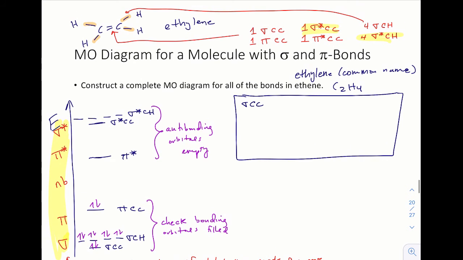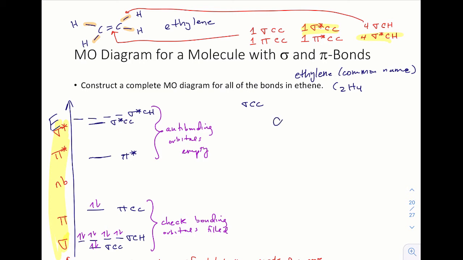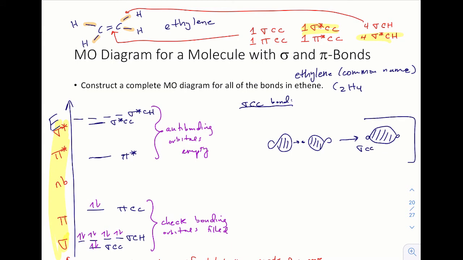So each of the carbons in ethylene is sp2 hybridized. Therefore, each of those carbons will bond to the other using an sp2 orbital. Those two orbitals could come together in phase and constructively interfere, resulting in this sigma CC bonding orbital. Conversely, these orbitals could come together out of phase, and instead of overlapping in between the two atoms, they will destructively interfere and cancel out.